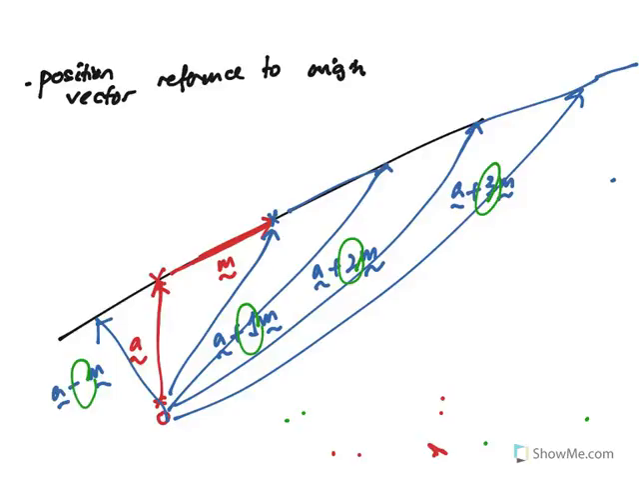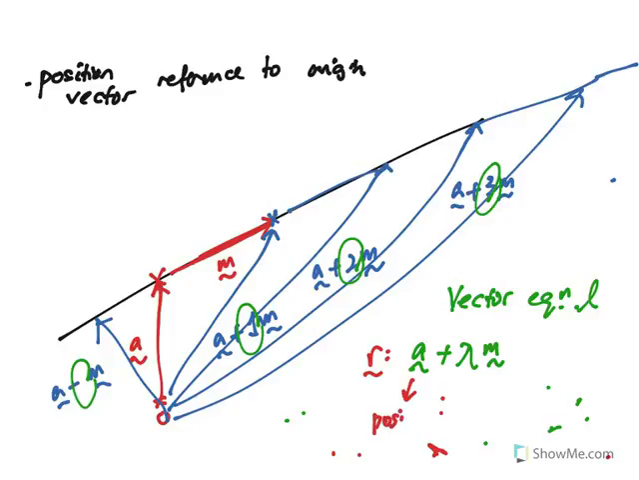So what does that give you? That gives you a vector equation of a line, and M will guide the direction. In general, the vector equation of a line, we write it as r equals A plus lambda M, where A is the position vector on the line, and M is a direction vector. So you must know the difference.